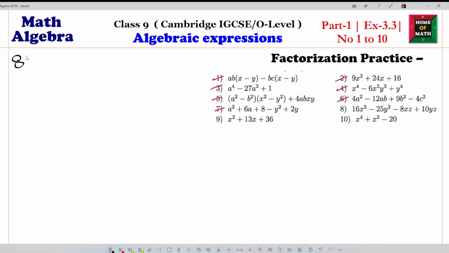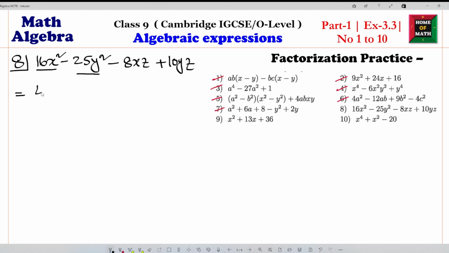Now number 8. Here is 16x² − 25y² − 8xz + 10yz. Look, 16x² − 25y² we can write as (4x)² − (5y)². Now from here, 8 and 10 are both even numbers, so we can take common 2, and both terms have z, so we also take common z.